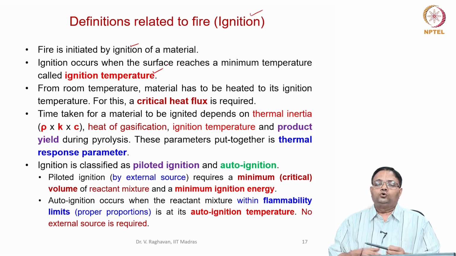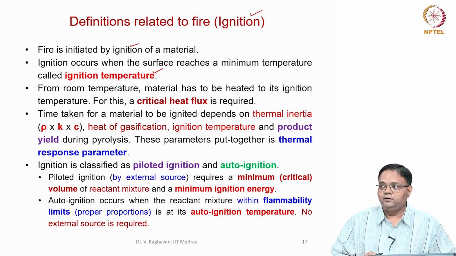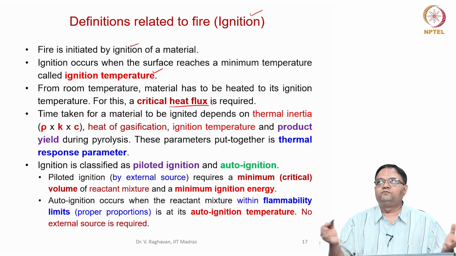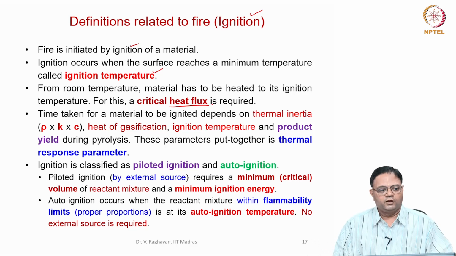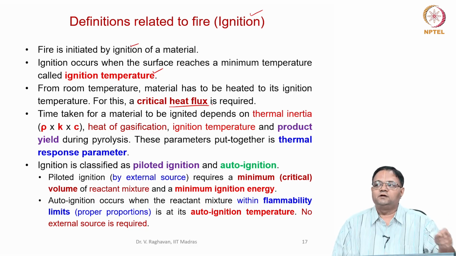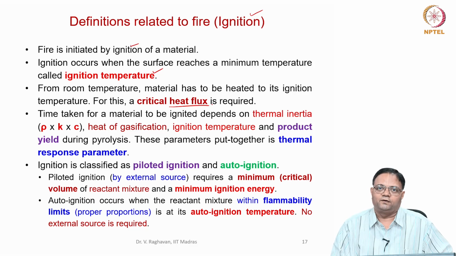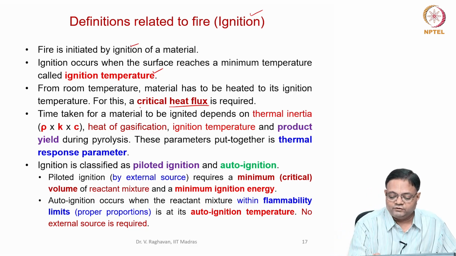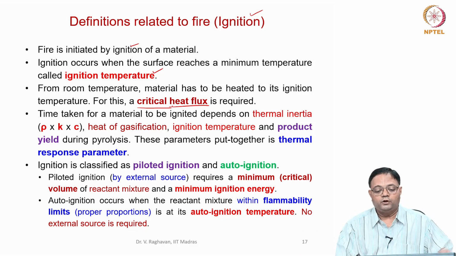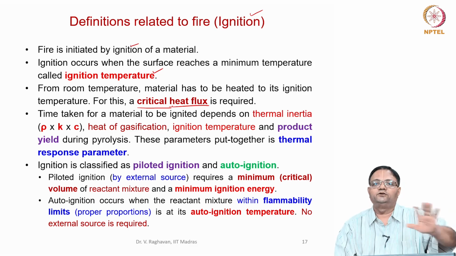Now, to heat the material to the ignition temperature, what I need is a heat flux. If the room is cool enough, nothing will happen. Even though some flammable items are present in the room, unless you heat them to the ignition temperature, the flammable material will not be able to catch fire. So there is a heat flux, called the critical heat flux, which is required to increase the temperature of the material from room temperature to the ignition temperature.